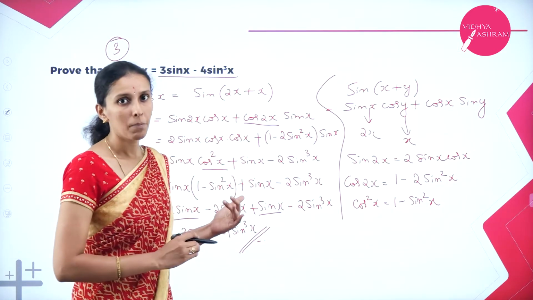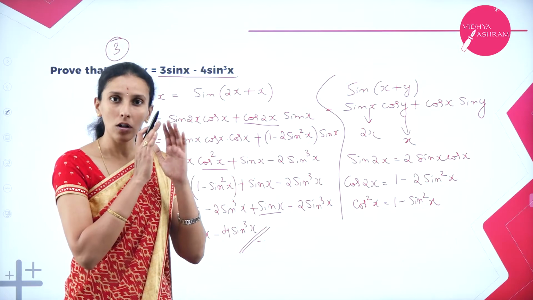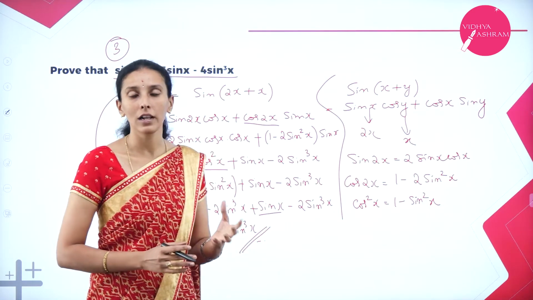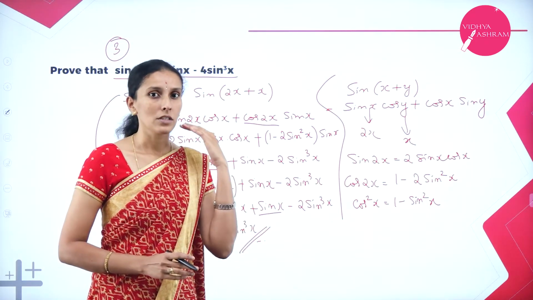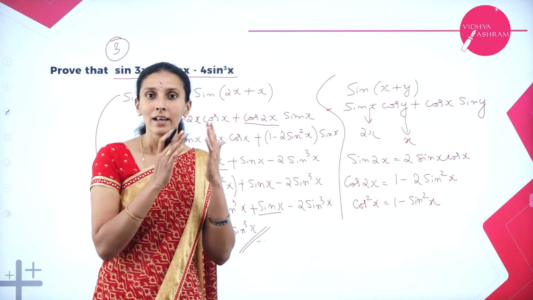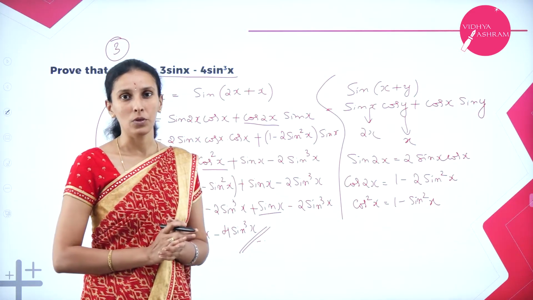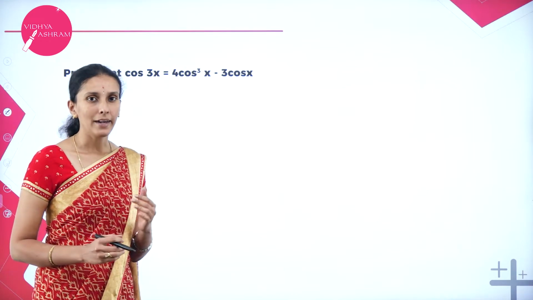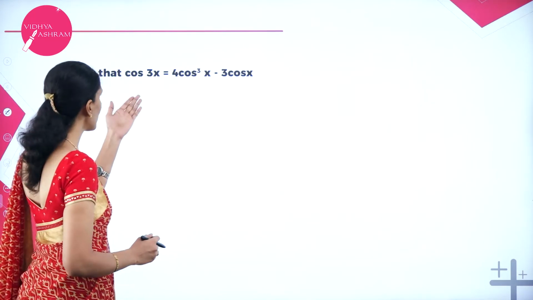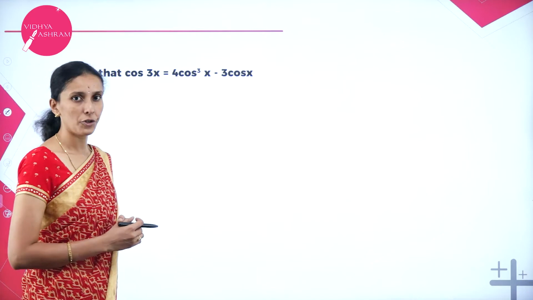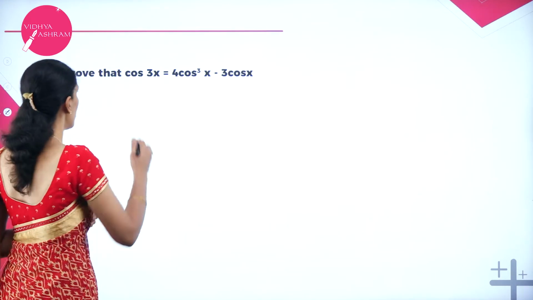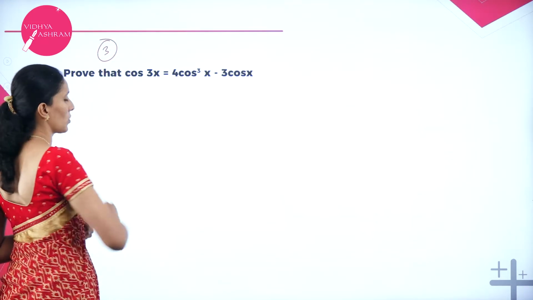Again, these are very important identities. Learn all those identities that you get in trigonometry, because it is very helpful in your limits and calculus part in your second PUC. So the next part is prove that cos 3x is equal to 4 cos cube x minus 3 cos x. So again, a 3 marks question.